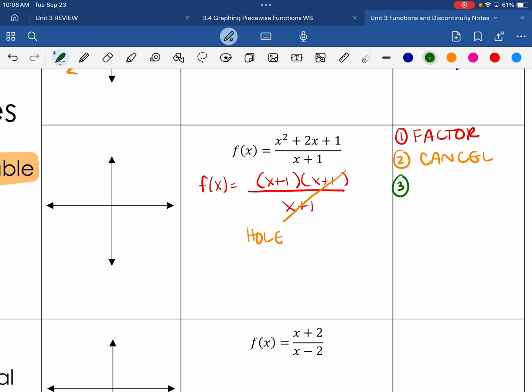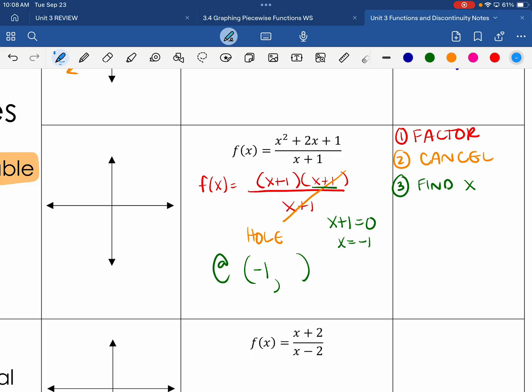Now we've got to figure out where it is. Where is my hole going to be located? So we've got to find x. So we're going to take what I canceled, set it equal to 0. So what is the x value of my hole? -1.